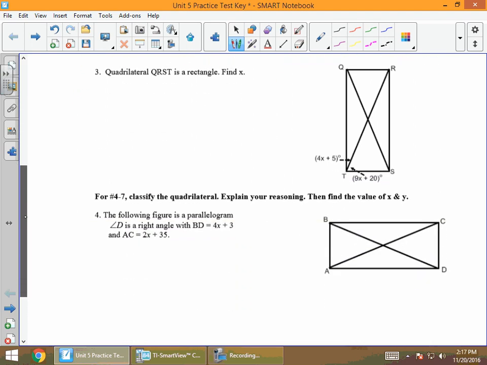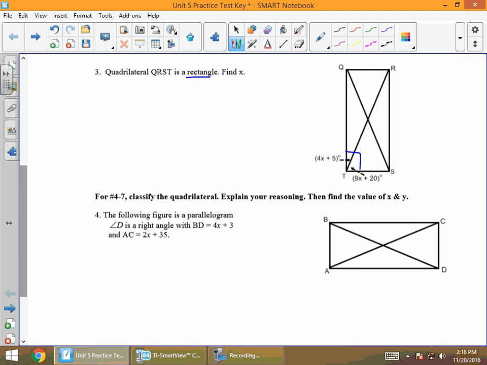Jump down here to number 3. It says quadrilateral QRST is a rectangle. Rectangle is a special parallelogram. It's a special parallelogram in which all 4 corners must be 90 degrees. So this corner down here has to be 90.